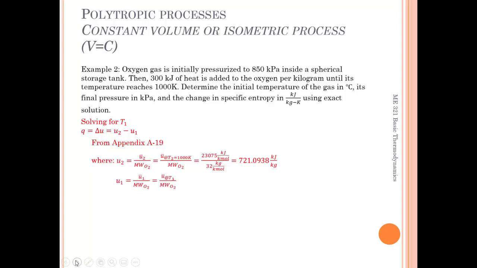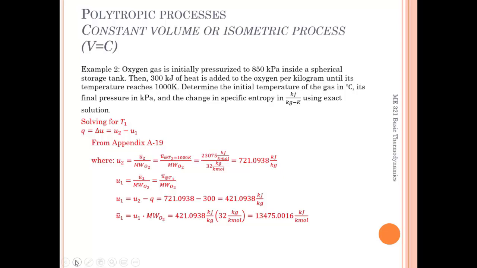Now, for us to get the value of the initial temperature, we will be basing it on the value of the initial specific internal energy. So by rearranging the formula above to isolate U sub 1 at the left side of the equation, we will be able to get the initial specific internal energy. Now we shall convert this value to internal energy per unit mole, since the U values listed in appendix A19 are expressed on a per unit mole basis. So by multiplying U sub 1 by the molecular weight of oxygen, we will get the initial internal energy per unit mole of oxygen.